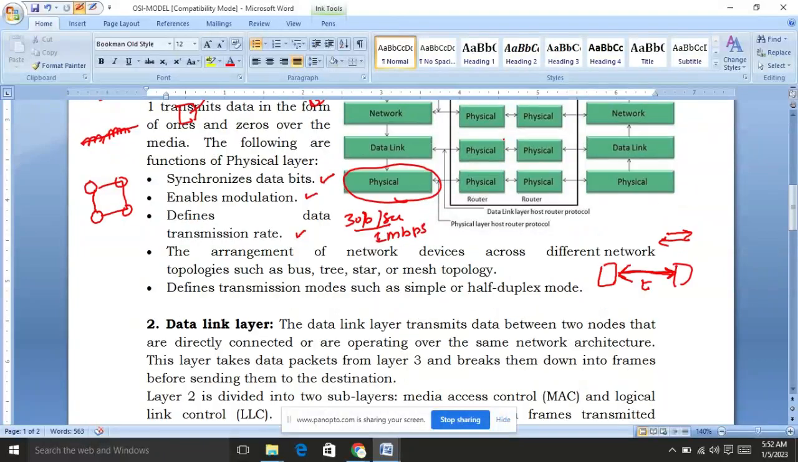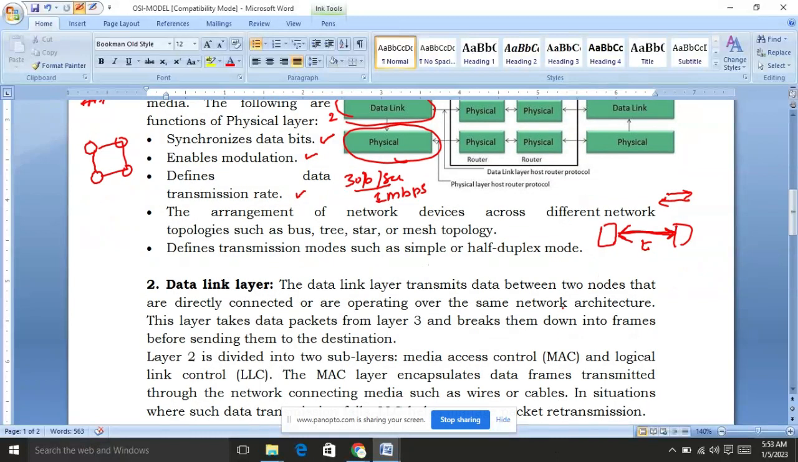Second one, we come to the data link layer. This is a very crucial layer because the data link layer is receiving the data from the network layer, from the above layer. This is the second layer, and the above layer is the third layer. The network layer is the third layer. The data link layer transmits the data between two systems consisting of the same architecture over the network.